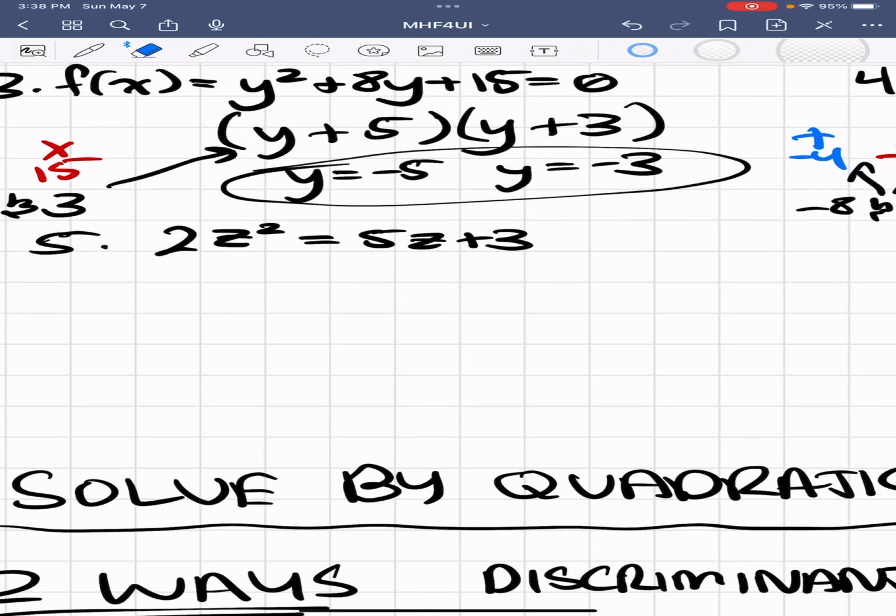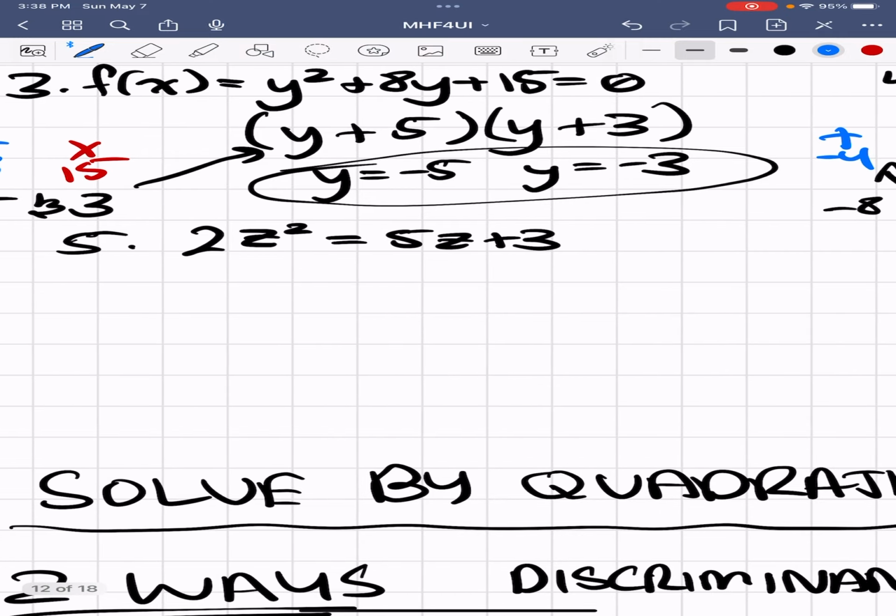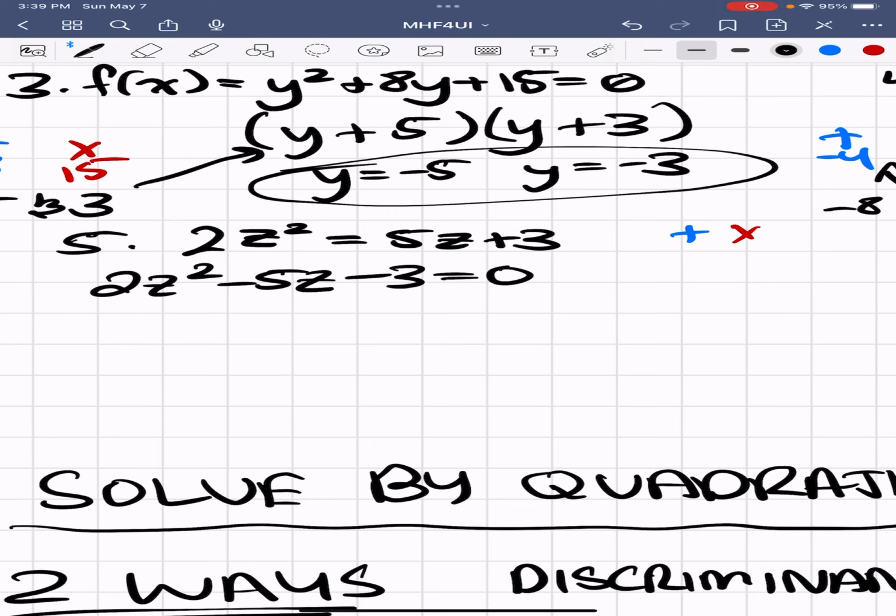Now we're on to question 5. I'm looking for two numbers that add. Before we do this, it looks like it's going to have to be doing some rearranging. 2z squared minus 5z minus 3 equals 0. And let's see if we can factor this expression.